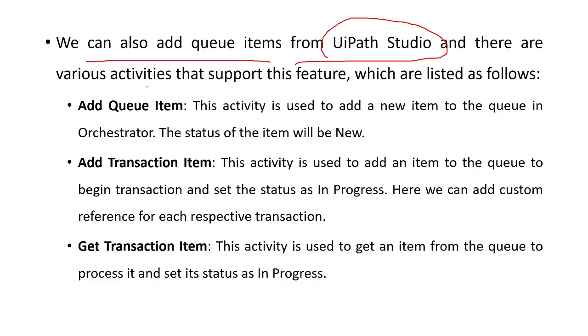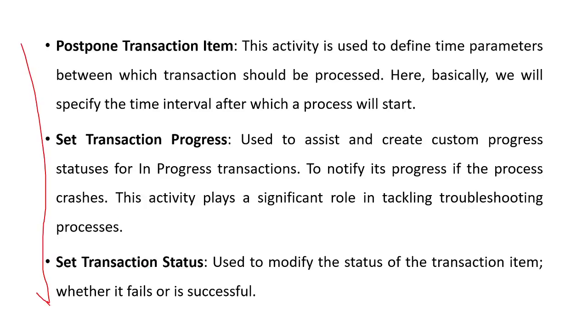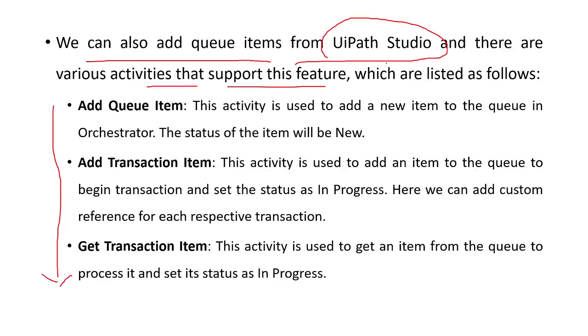And there are various activities that support this feature. These are the activities that will be used by the RPA developer in order to deal with queues from UiPath Studio. Where will you fetch these activities? From the Activities panel. You are already familiar with the UiPath Studio tool, right? There will be an Activities panel, and there will be a search filter here. Just type Add Queue Item, and it will list the respective activities in the Activities panel. Drag and drop it to the Designer panel.